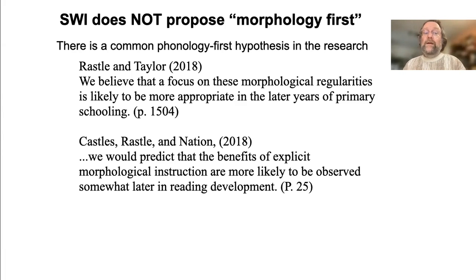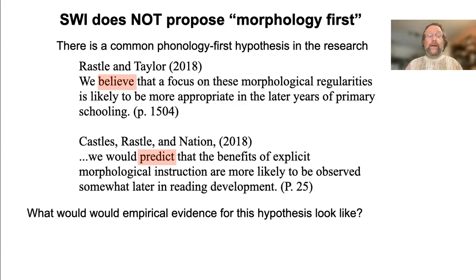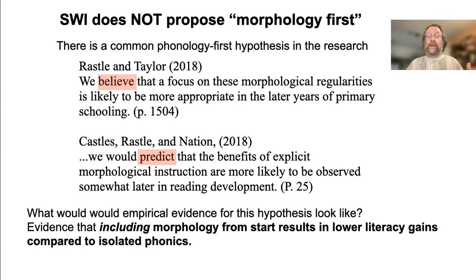Notice these are statements of we believe or we predict, but once we look at the research evidence, it turns out the evidence we have about instructional morphology points in the opposite direction. We'll look at that in a second. But let's think about what the empirical evidence would need to look like to support this idea. We would need evidence that including morphology from the start results in lower literacy gains compared to isolated phonics.